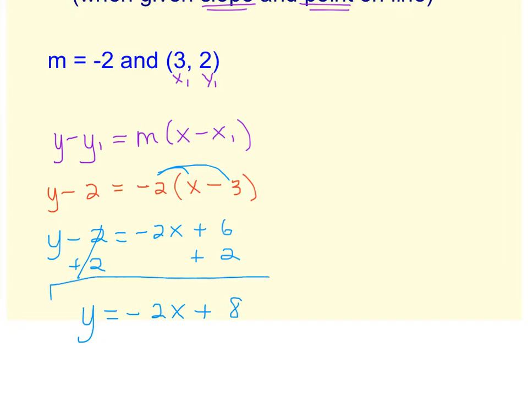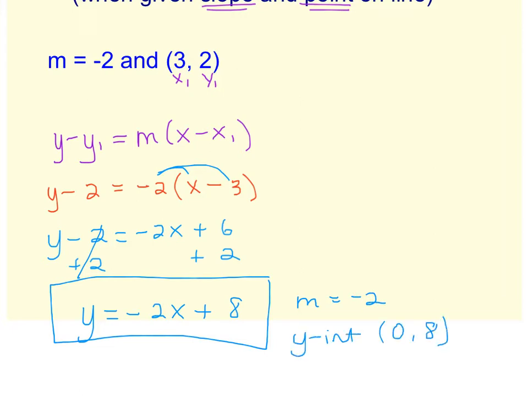So when you take point-slope form and you solve for y, it turns into, magically, slope-intercept form. Now on this one, we could identify the slope as -2 and that y-intercept is 0, 8. We always write our y-intercept as an ordered pair. So here's our slope, there's our y-intercept.